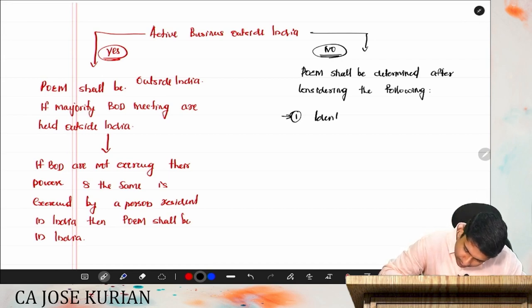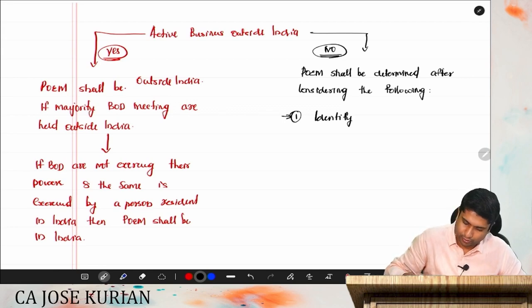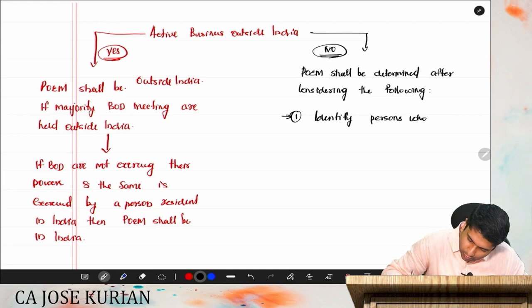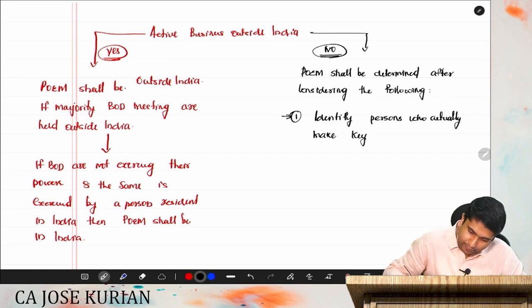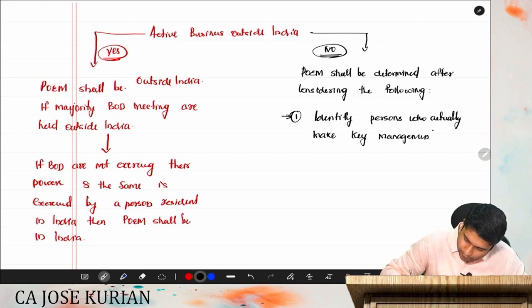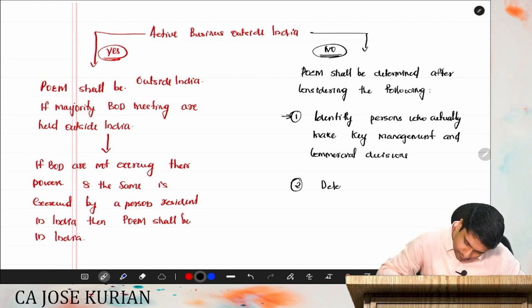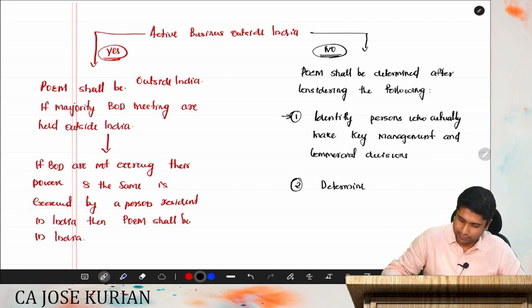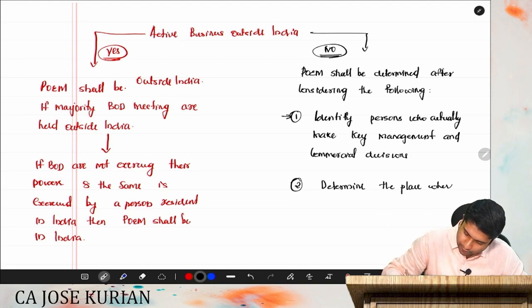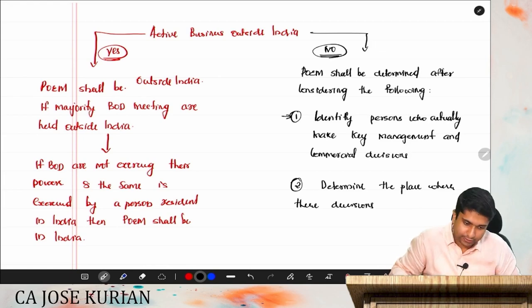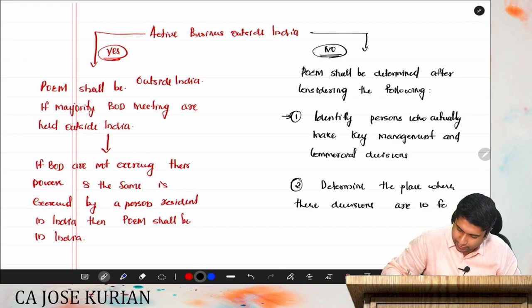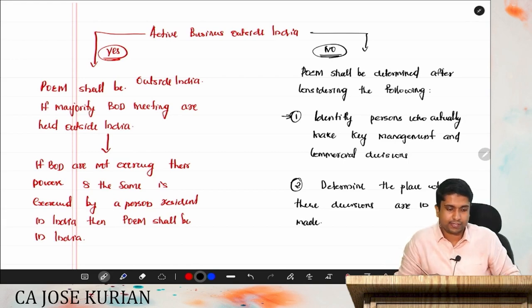Number one, identify persons who actually make key management and commercial decisions. And step number two, determine the place where these decisions are in fact made.